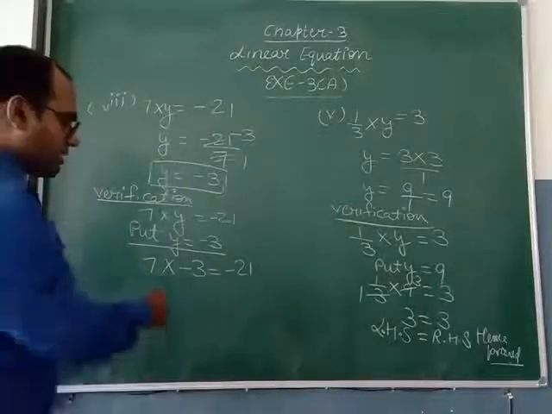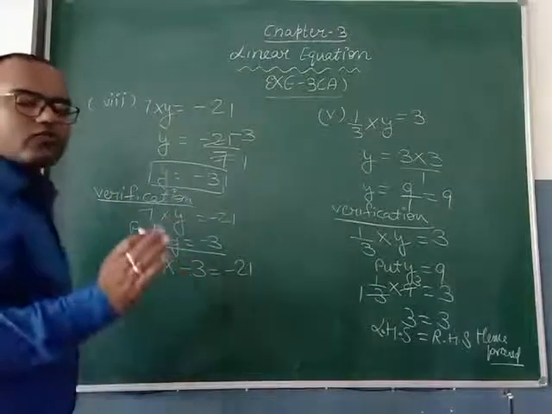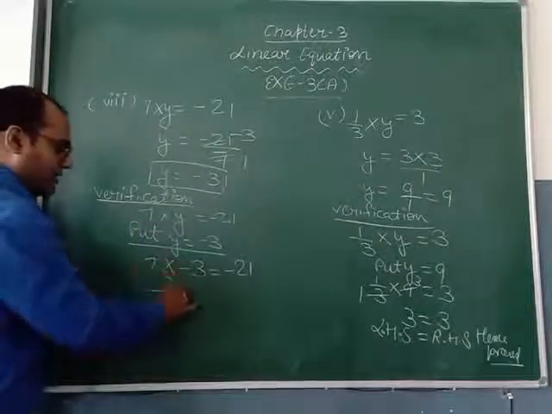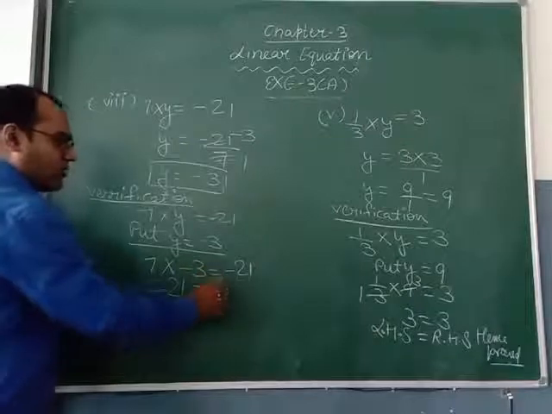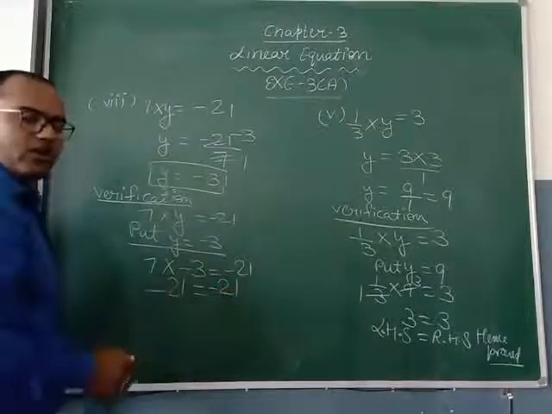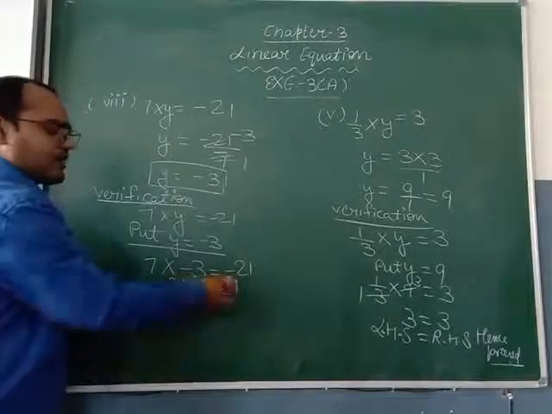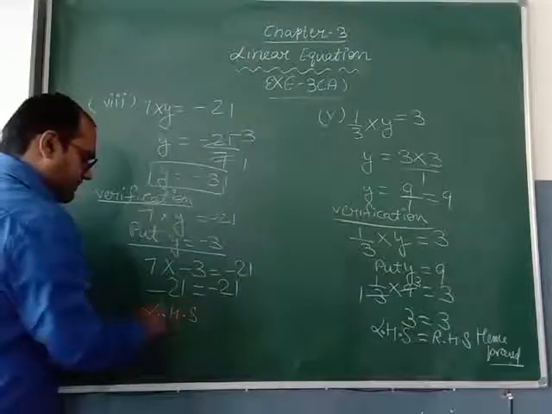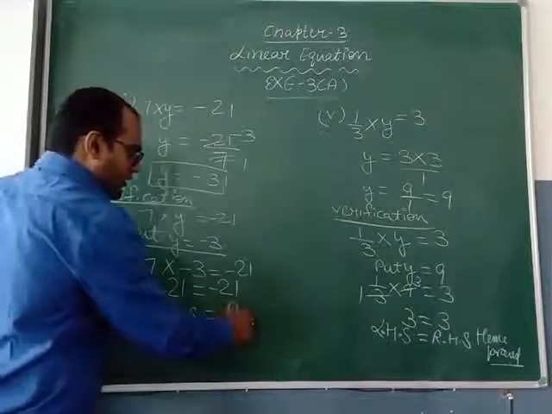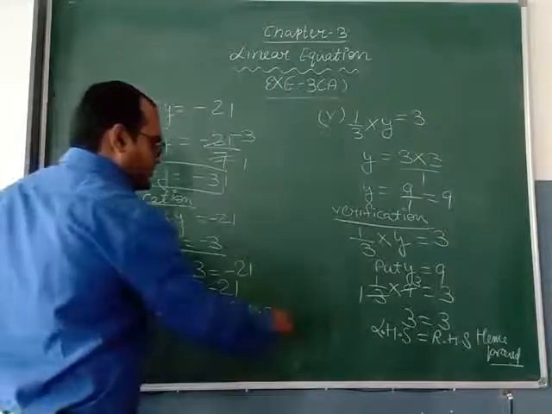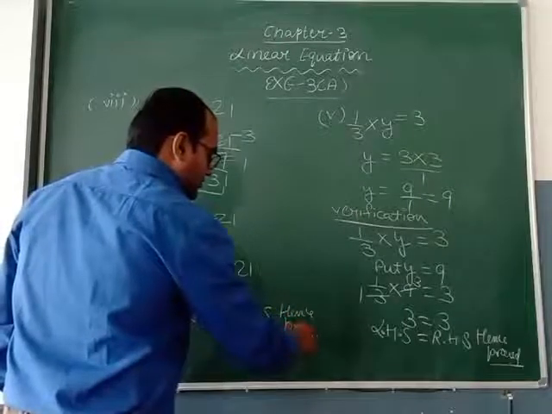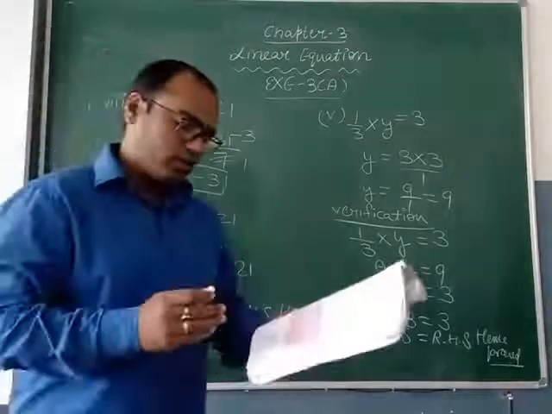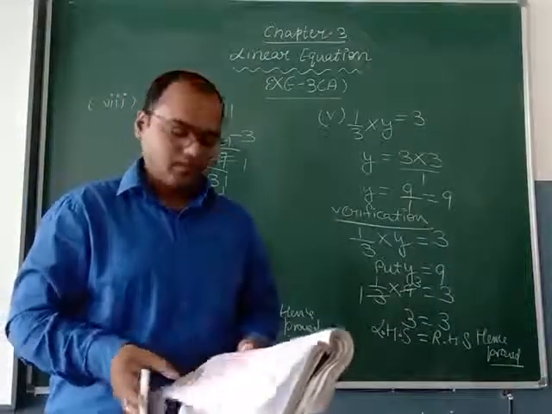Now 7 multiply minus 3. First of all we have to multiply the signs: plus multiply minus is minus. 7 multiply 3 is 21, equal to minus 21. So here you are observing that left hand side and right hand side are both the same. So we can write left hand side is equal to right hand side. Hence proved, or you can write verified. So like this you have to do all the remaining parts of question number first.